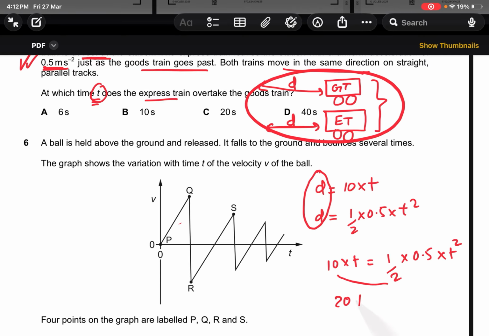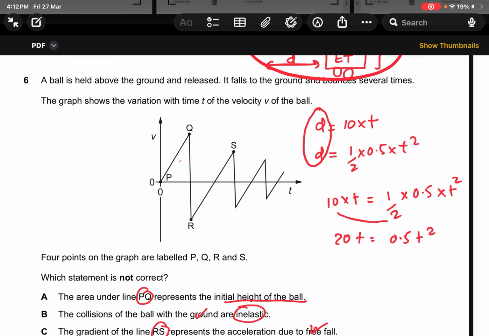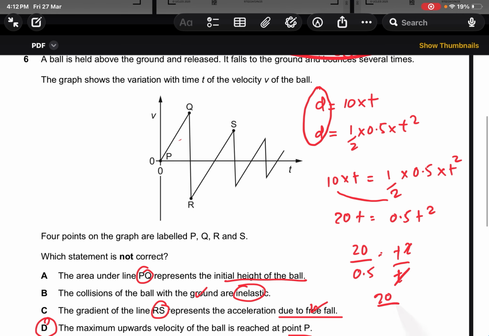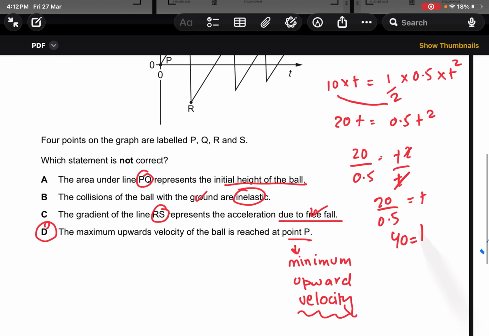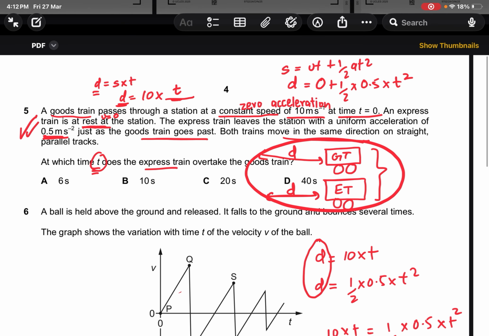So 20T equals 0.5T square, and if you try to solve it, what's going to happen is that 20 upon 0.5 equals T square upon T, where T gets cancelled with the square. 20 upon 0.5 equals T, 40 equals T. So that means our answer is going to be 40.